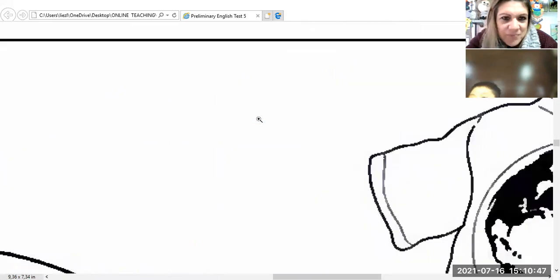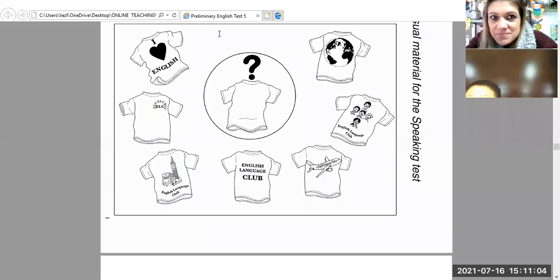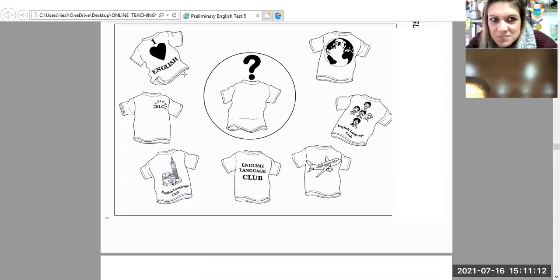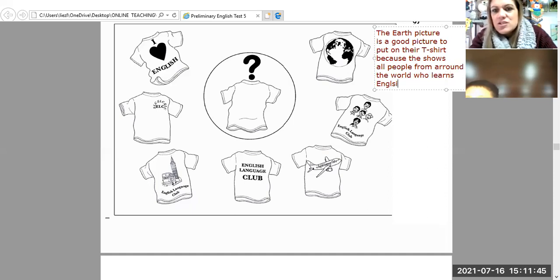I think the t-shirt with the earth. The earth? Why the earth? Why do you want the earth picture, yes? Because many people live in the earth who learn English language club. Okay, the earth picture is a good picture to put on their t-shirt because it shows all people from around the world who learn English.